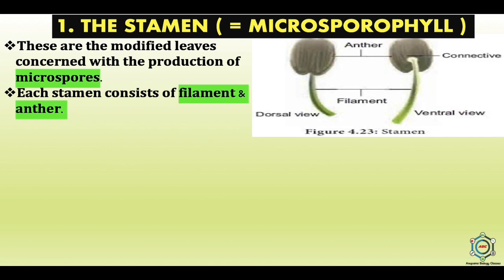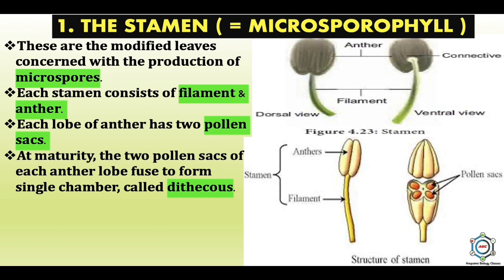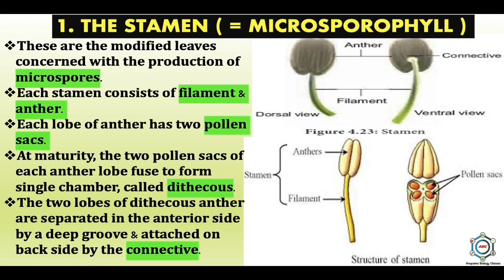Each stamen consists of filaments and anther. Each lobe of anther has two pollen sacs, which you can see in the picture. At maturity, the two pollen sacs of each anther lobe fuse to form a single chamber, which is known as dithecous. And the two lobes of the dithecous anther are separated on the anterior side by a deep groove and attached on the back side by the connective. There is a single vascular bundle present in the connective.